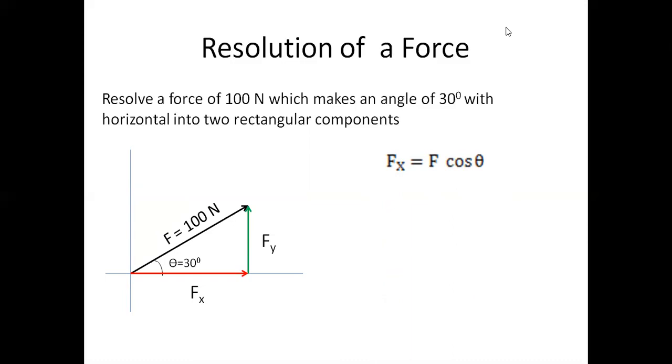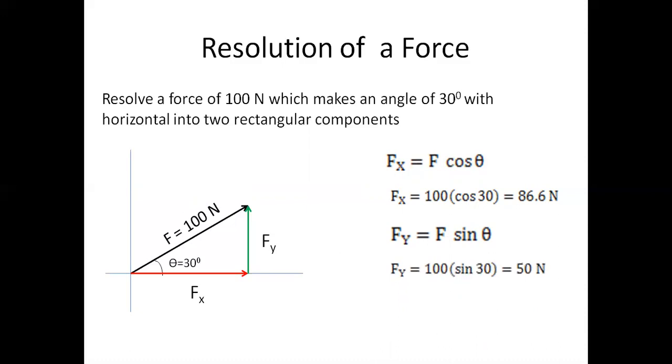Here F means 100 newtons and theta is 30 degrees. Therefore, Fx is nothing but 100 into cos 30. After calculating, we will get 86.6 newtons. Now, how to find the y component? We know the formula for the y component, Fy equal to F sin theta. That is Fy equal to 100 into sin 30. Sin 30 is nothing but half. So 100 into a half is 50 newtons. So this is how we have to resolve a force into two rectangular components.